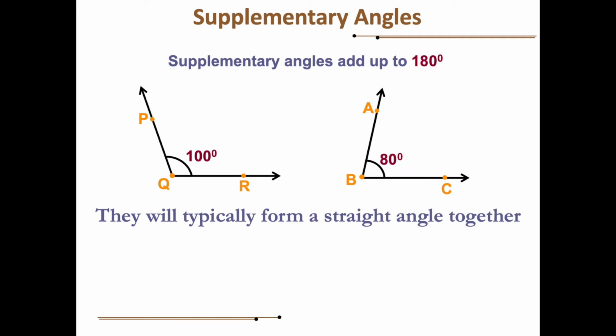Similar to complementary angles, supplementary angles are angles that add up to 180 degrees. They will typically create a straight angle. So on the left it has 100 degrees, and on the right there's 80 degrees. If you put the two angles together, you get 180 degrees, making them supplementary angles.